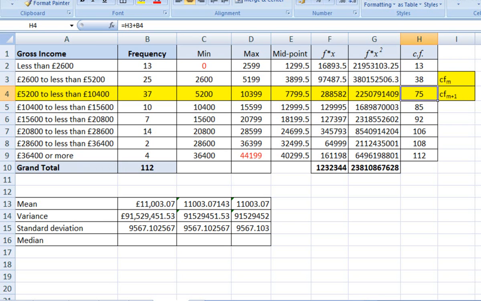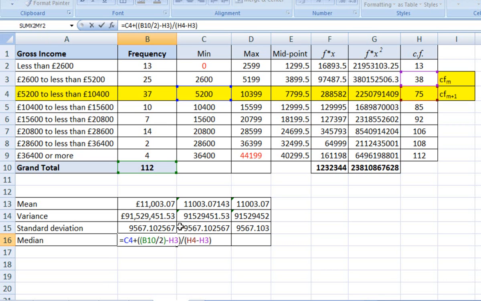and CFM plus 1 is 75. So if I need to calculate the median, I would do equal the minimum value, or the lower limit for that category, which is 5,200, plus, double opening of the bracket, 112, which is the sample size, divided by 2, that's the halfway line, minus the CFM, which is 38, close the bracket. That will give us the numerator of that formula, divided by, open the bracket, the denominator, which is CFM plus 1, 75, minus the CFM, which is 38.